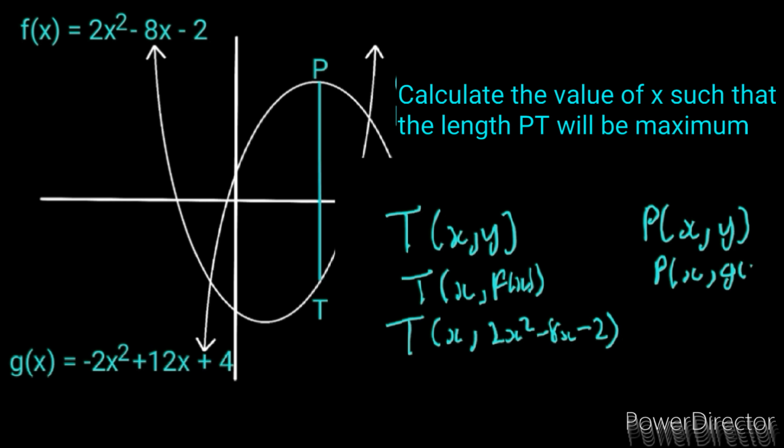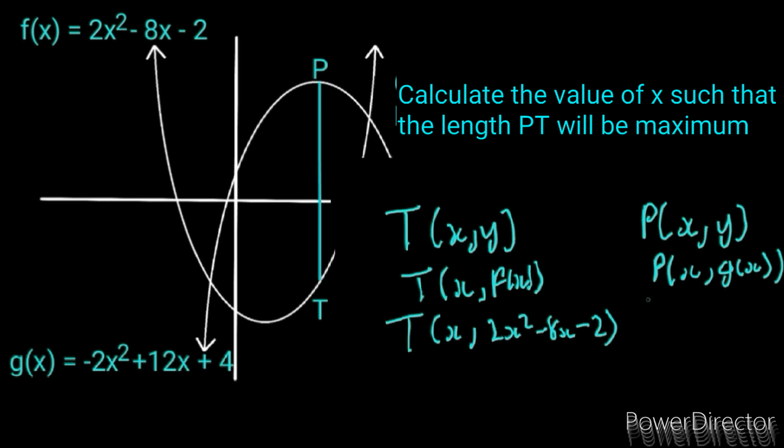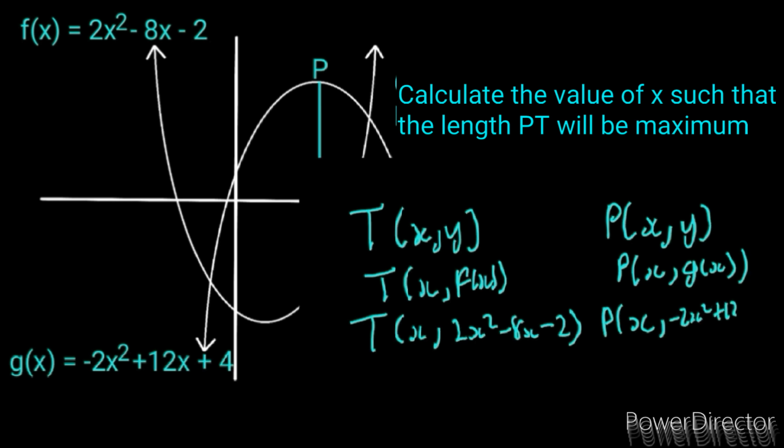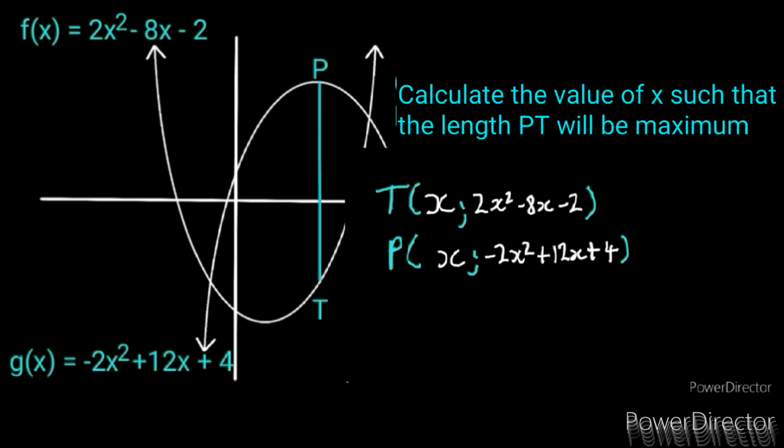So this is going to be g(x). Now notice that g(x) is this equation, so in place of g, we'll substitute this equation. We're going to write everything exactly the same except for this portion, which is minus 2x squared plus 12x plus 4. So this is what we have so far. We always have to write them in terms of the equation. So I've rewritten the coordinates in this form.